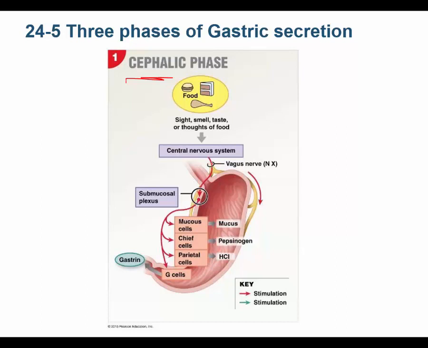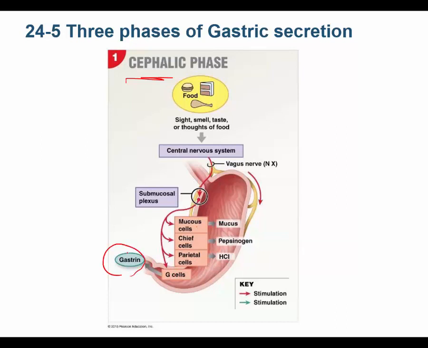What happens is your parasympathetic nervous system, in the form of the vagus nerve, fires, and it comes down to the stomach, and it says to the mucus cells, secrete mucus. It says to the chief cells, secrete pepsinogen. And it says to the parietal cells, secrete hydrochloric acid. And it says to the enteroendocrine cells, secrete gastrin.